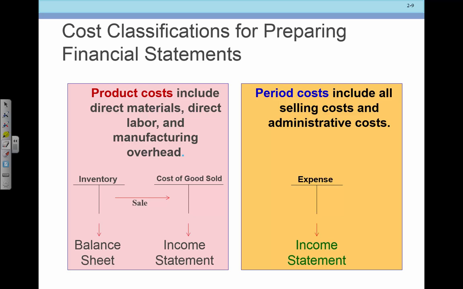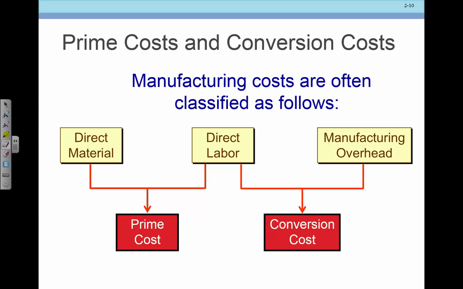Period costs all go on the P&L. P&L and income statement, same thing, right? The books call it income statement. In the real world, we generally call it P&L. Okay, new concept, just another categorization.